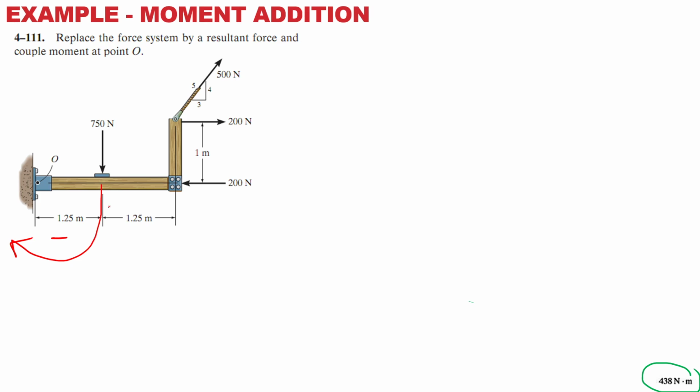And then you've got 200 Newton. The 200 Newton is not involved directly. This one is a force to the left, exactly here, so its perpendicular distance is equal to 0. And this force does not rotate, so it does not get involved in your calculation for moments.